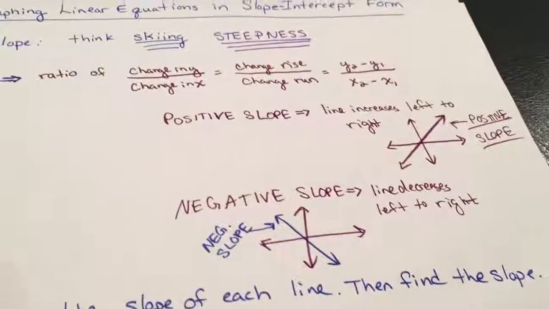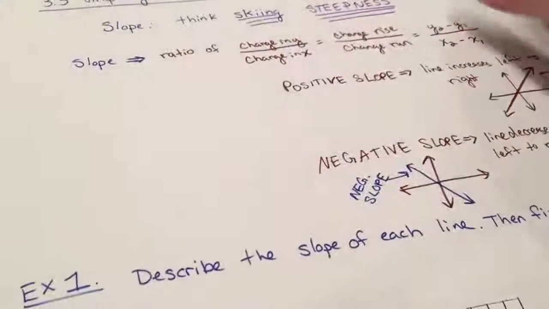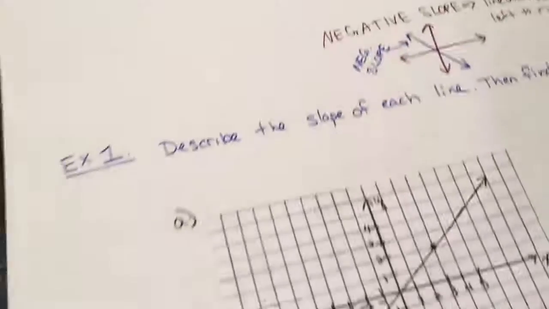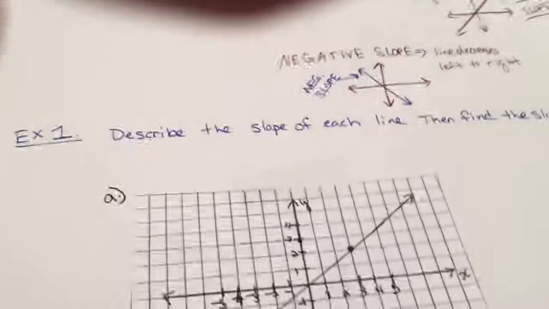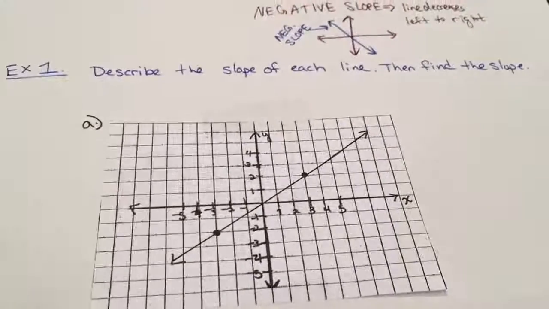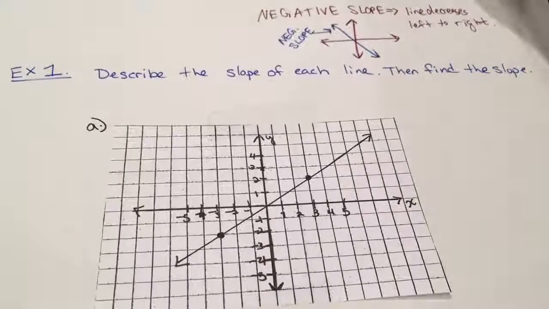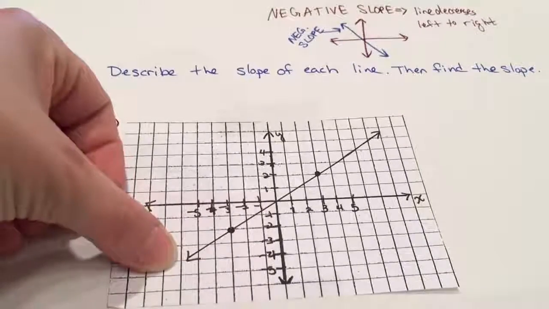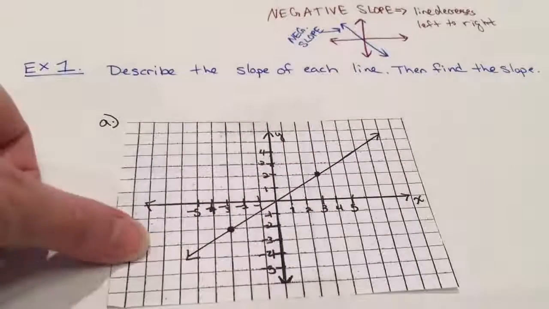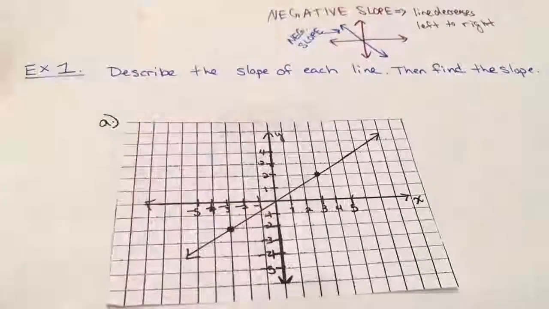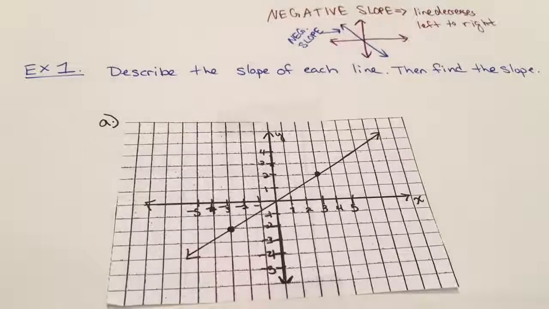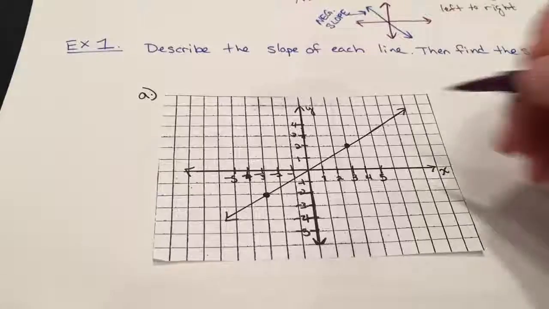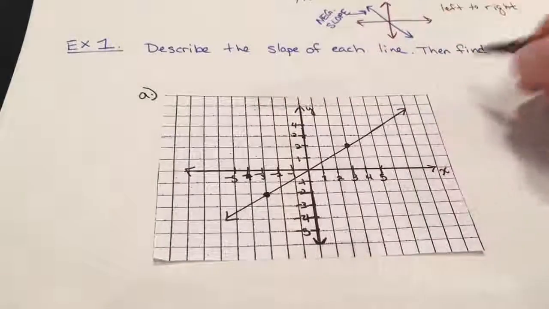So let's take a look at example 1. Just bear with me a second here. I'm going to move my paper. So in example 1, we're going to describe the slope of each line and then find the slope, and I'm going to show you a couple of ways. Now, taking a look at this line, if we're describing the slope, as we move from left to right, my picture is increasing to the right. This means that I have a positive slope. So, right away I know this is a positive slope.